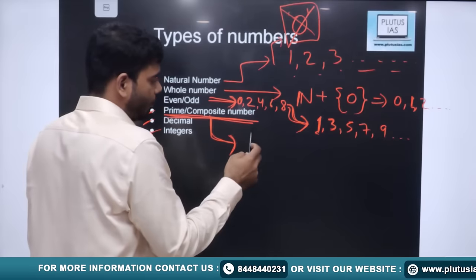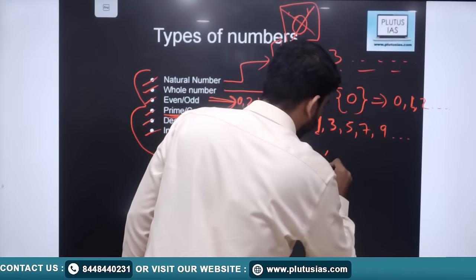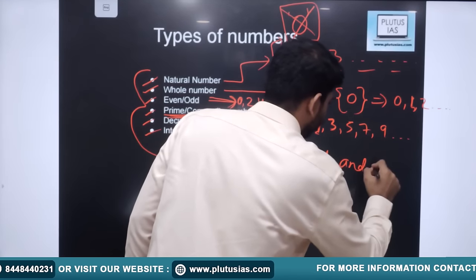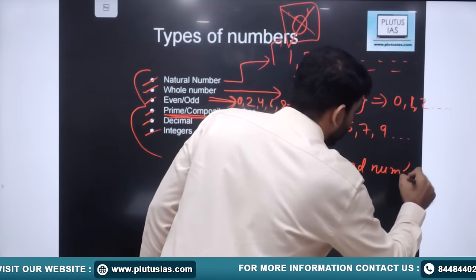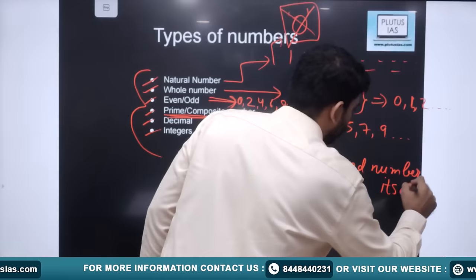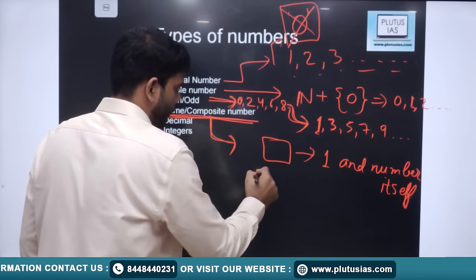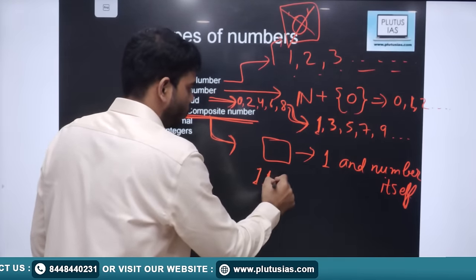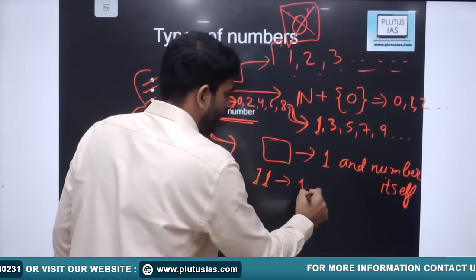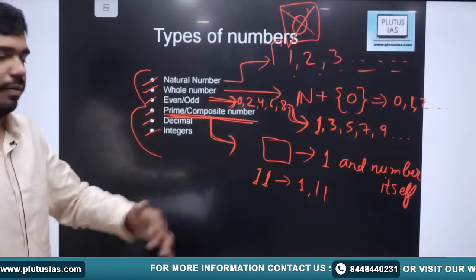So prime numbers are numbers that do not have any factor except 1 and the number itself. They do not have any other factor. Let us say we have the number 11. Right? So 11 is only divisible by 1 and 11. Any other number smaller than 11 cannot divide 11 completely.